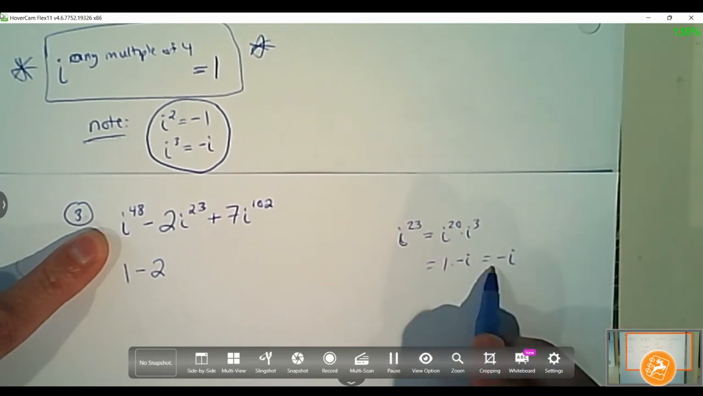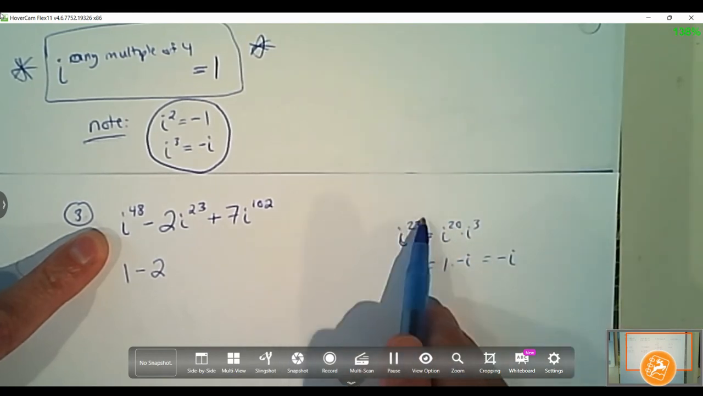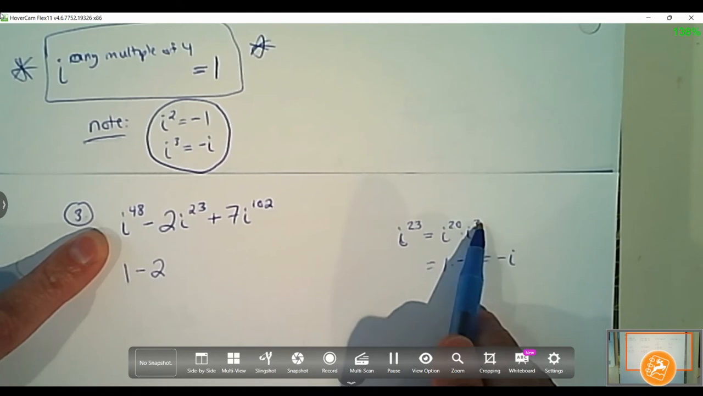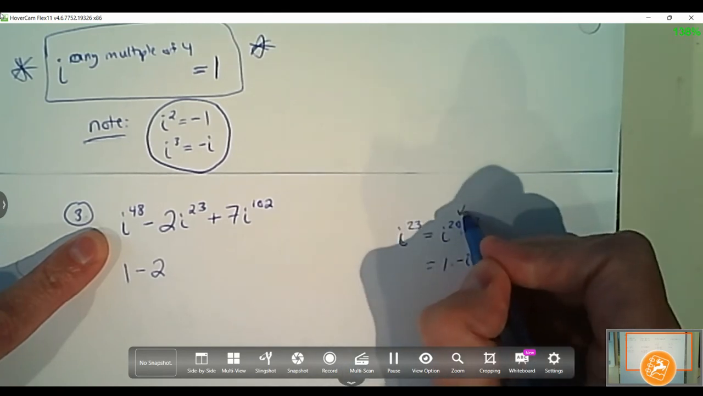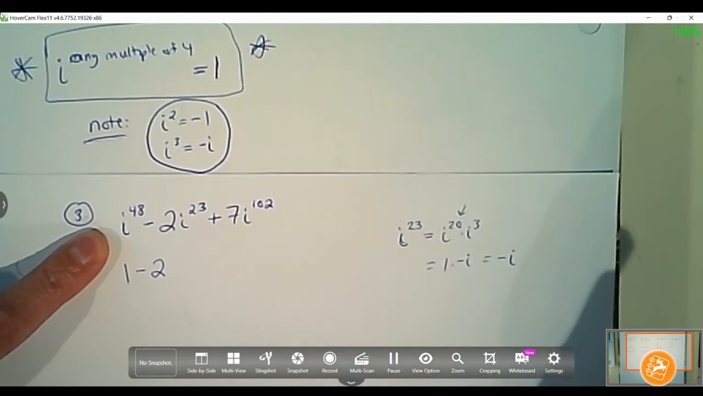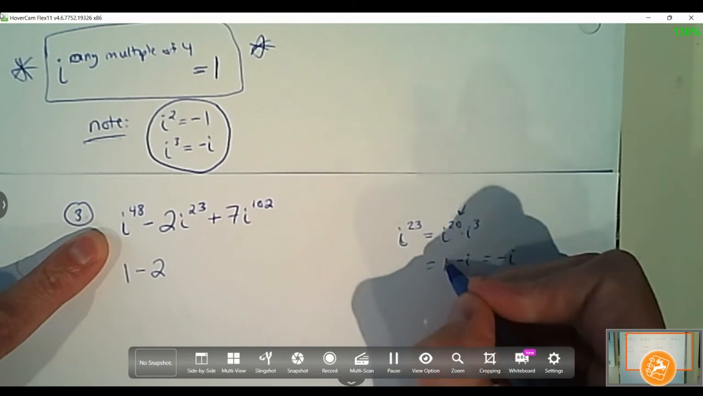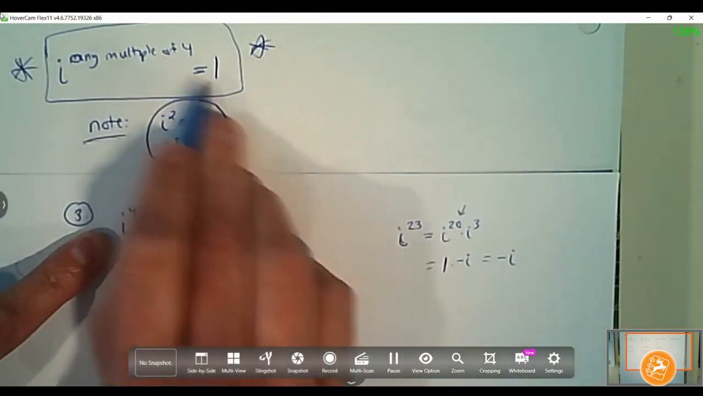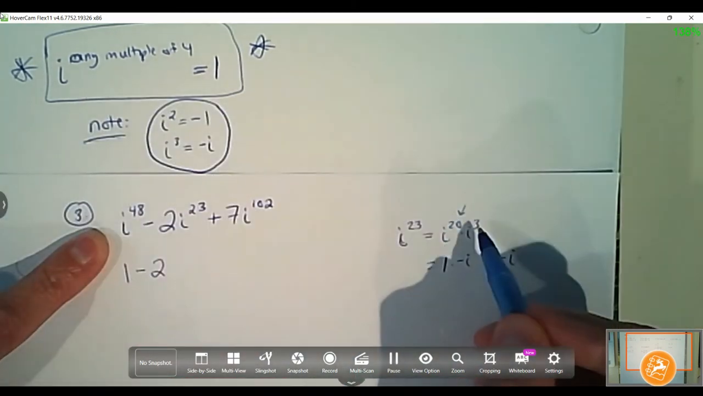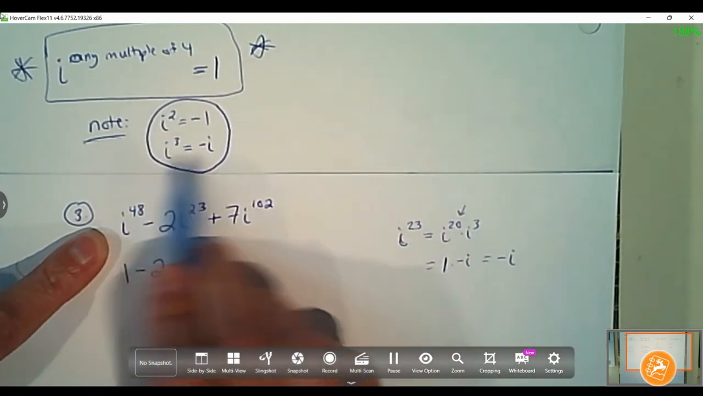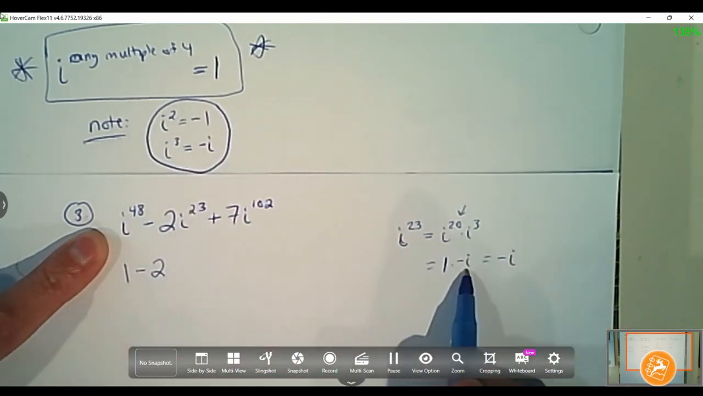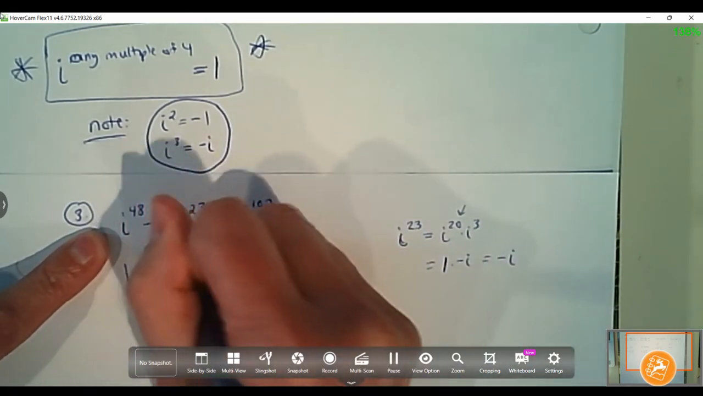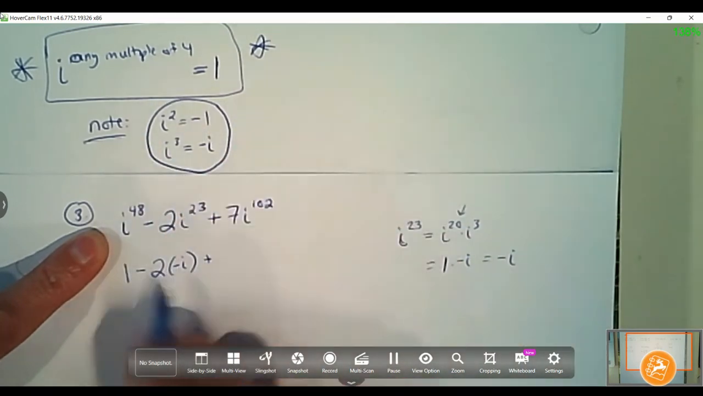Hopefully you got -i, because you can rewrite i to the 23rd as i to the 20th times i to the 3rd. Again, we're looking for a multiple of 4 that's close to this number to start, because i to any multiple of 4 can be replaced with 1. And then i cubed, this one's a little new, so you might have to look back at the notes, but i cubed can always be replaced with -i. Okay, I'll clean that up in a moment.